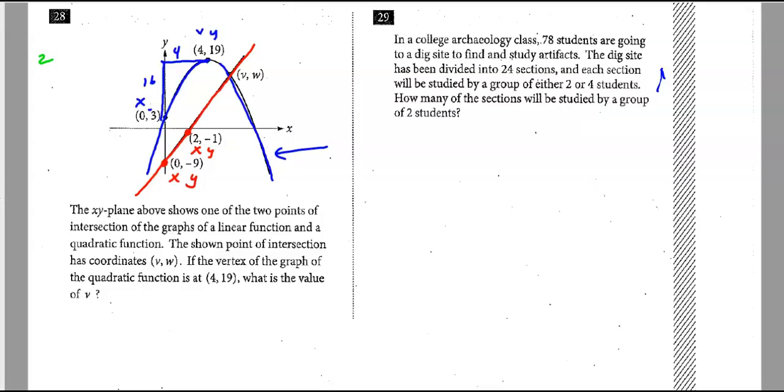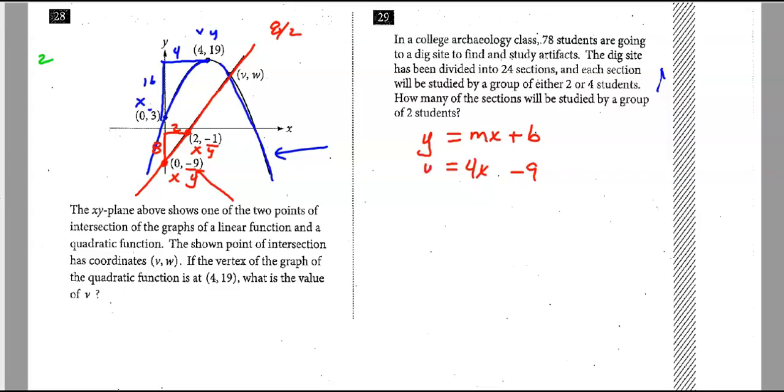But let's focus on writing the equation for this red line. Well, remember the slope-intercept equation is y equals mx plus b. Right here at -9 is the y-intercept, so I'm going to put that in the b slot. The slope, the rise over the run: we're going from -9 up to -1, so we rose 8 spaces, and we went from 0 to 2 on the x-axis. So we have a slope of 8 over 2, which is just 4.